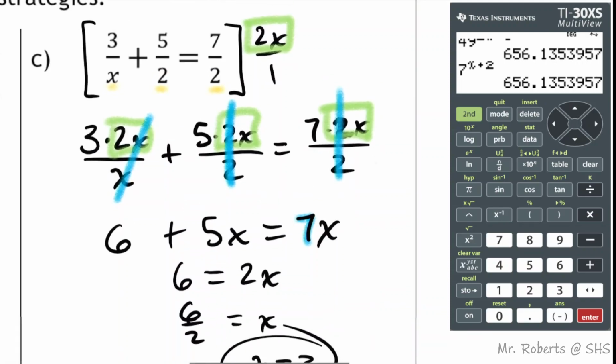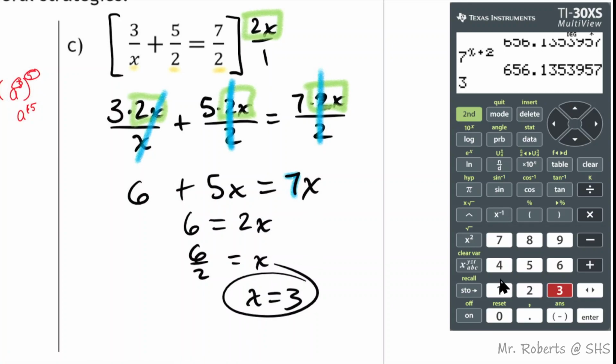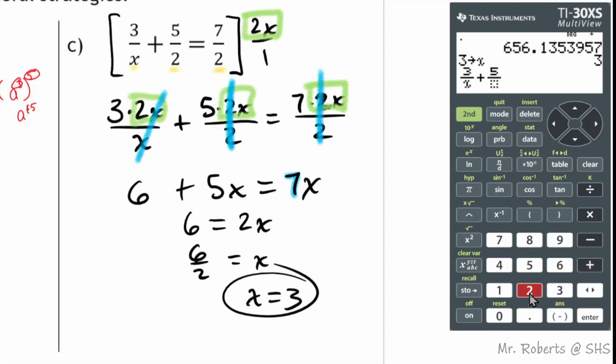Now, it's probably worth checking this, so I'm going to check it. I'm going to take 3 and I'm going to store that in x. Got it? My calculator now thinks x is 3. Let's look at it. On the left-hand side, I have 3, fraction key, x in the denominator, leave the denominator, plus 5x over 2. And when I take 3 over x and I add 5x over 2, when x is 3, it says 7 halves. Oh yeah, that's what the other side was, 7 halves. So guess what? When x is 3, both sides of that equation become 7 halves.